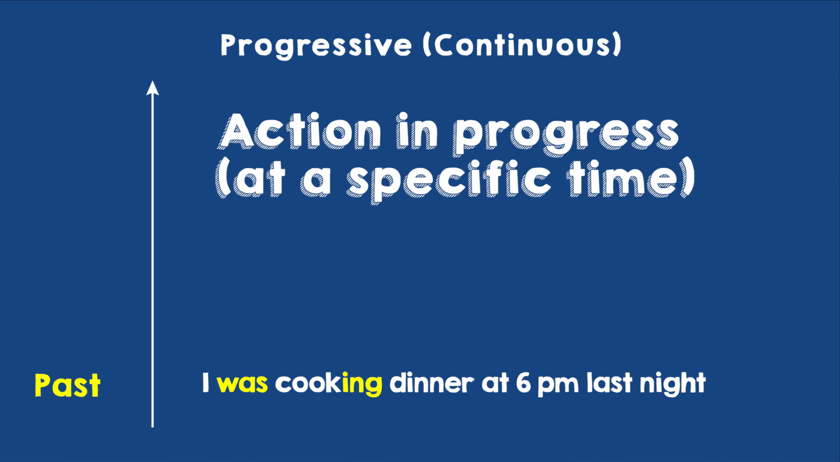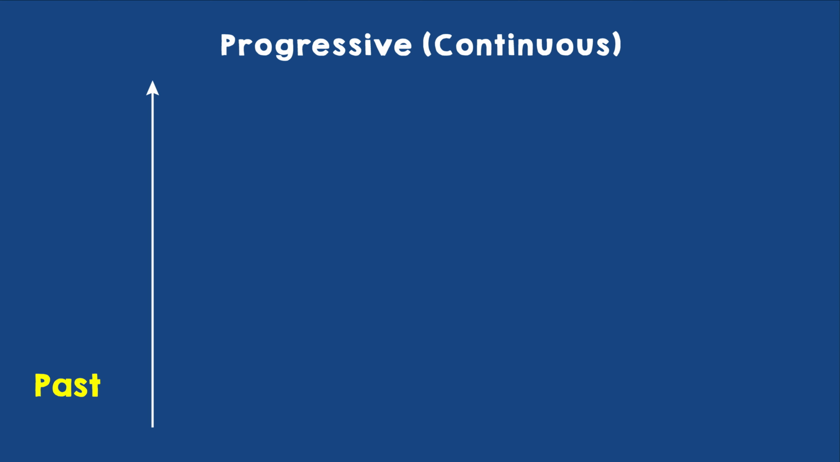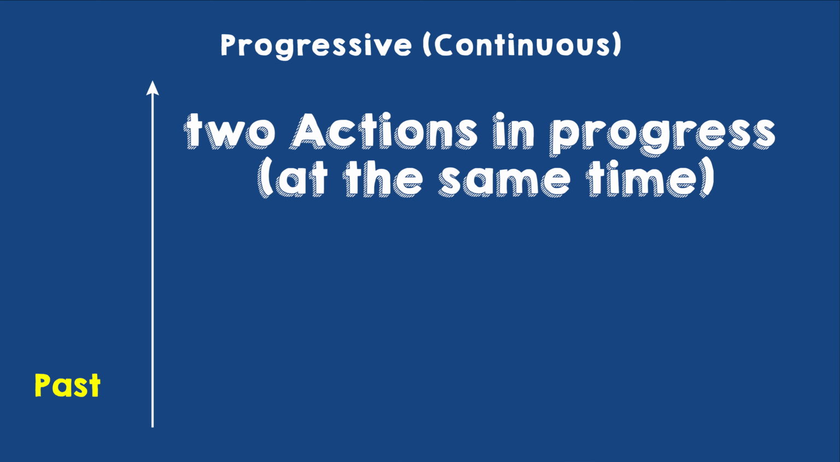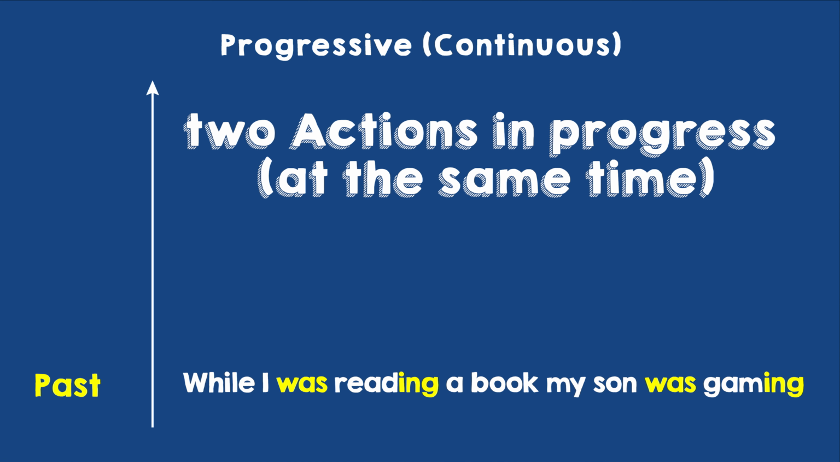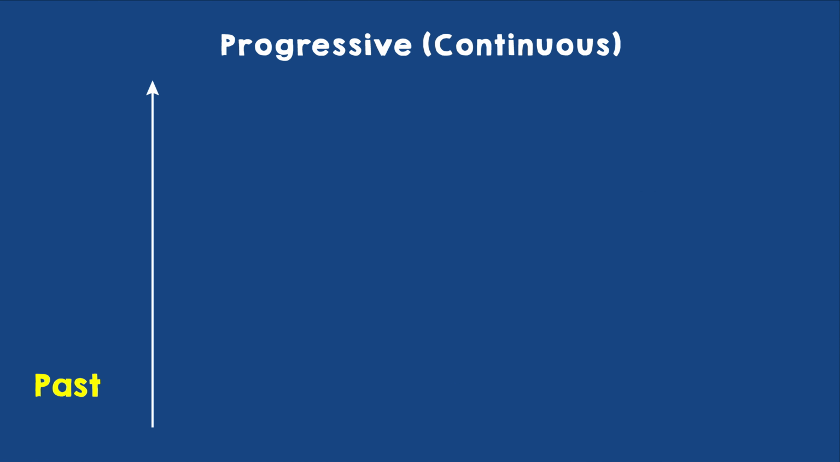I was cooking dinner at 6 p.m. last night. I was in the process of doing something. So we have I was cooking. When we want to show 2 actions in progress happening at the same time, like while I was reading a book, my son was gaming. My son, so he, so we have my son was gaming.